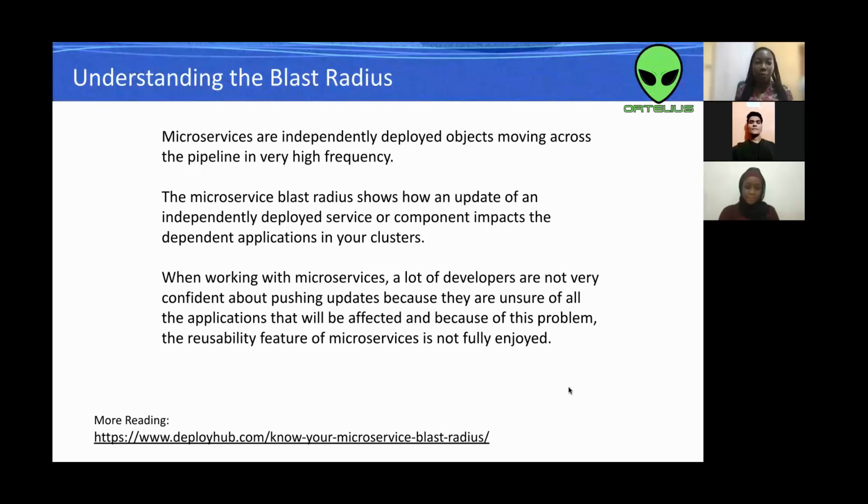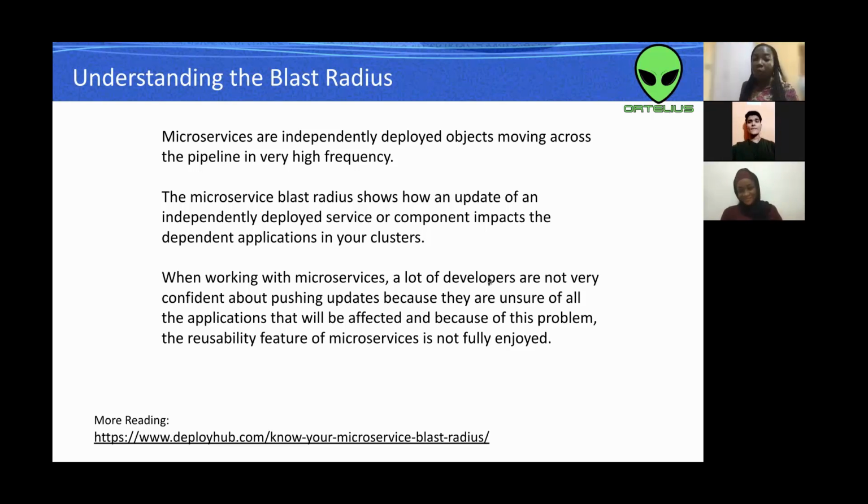So I'll start by defining what a microservice is. Microservices are independently deployed objects moving across the pipeline in very high frequency. And the microservice blast radius shows how an update of an independently deployed service or component impacts the dependent application. We're also trying to break it down step by step. For example, when developers are working with microservices, when they want to make an update to a service, they are worried a lot of times because they are unsure of the applications that will be affected by these updates. So understanding what the blast radius is, is understanding exactly the applications that will be affected.